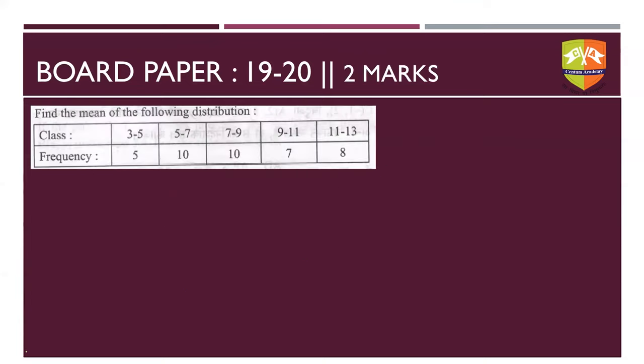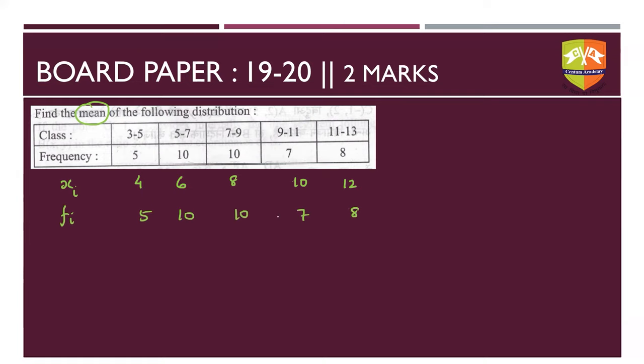Okay. Next. Find the mean of the following distribution. First check, these are exclusive, so no problem. So draw the frequency table. First of all, xi. I'm just drawing it horizontally, you can do it vertically as well. So this is 4, 6, 8, 10, and 12. Now you find out the mean, a 2 marks question. Now fi: you can use any of the methods because it's not mentioned, so go for the direct method. fi is equal to 5, 10, 10, 7, 8.